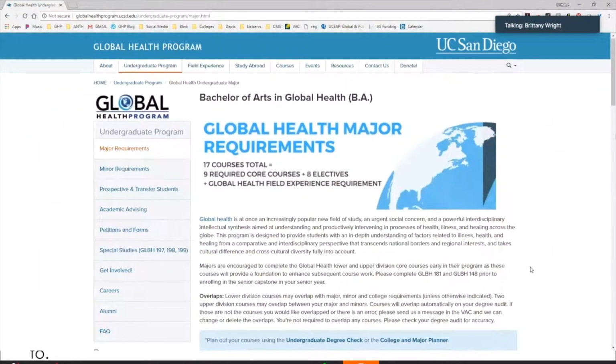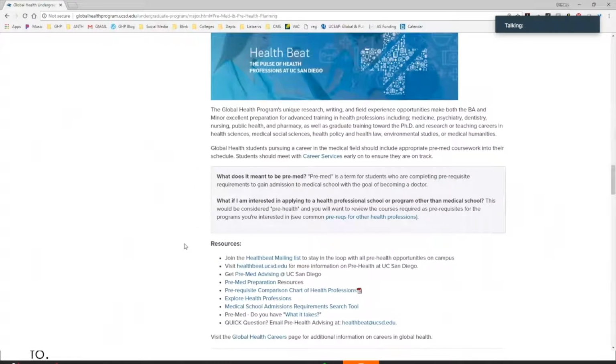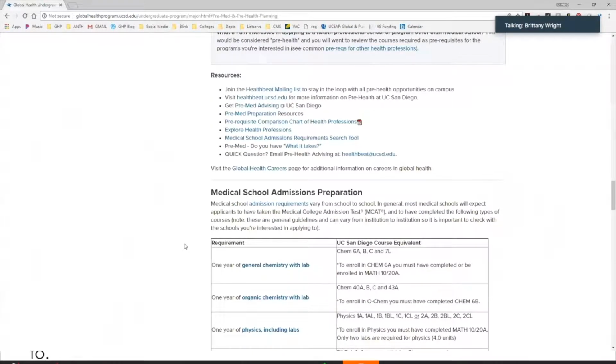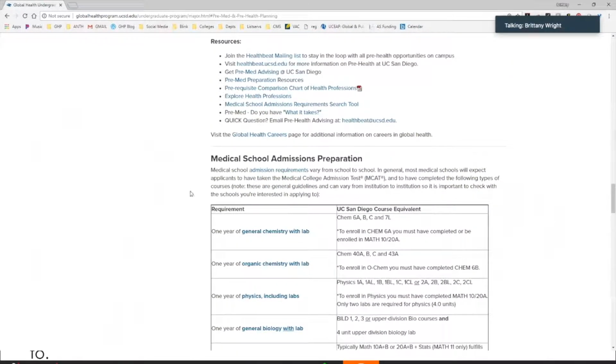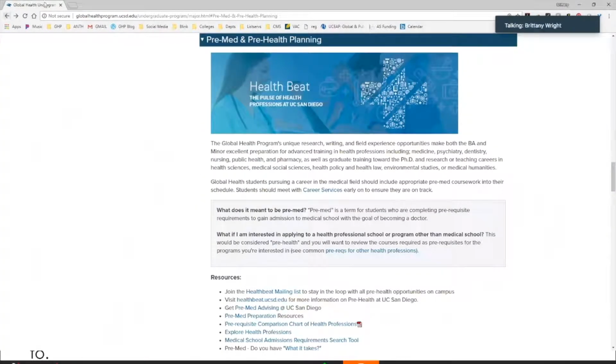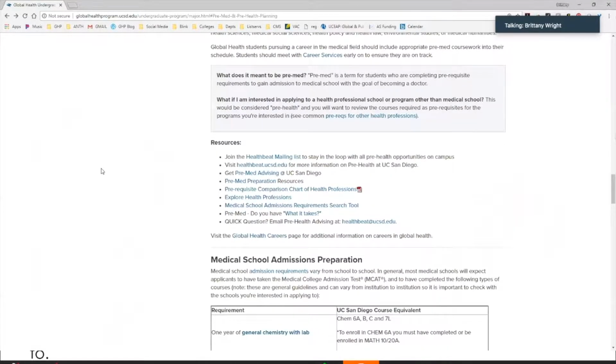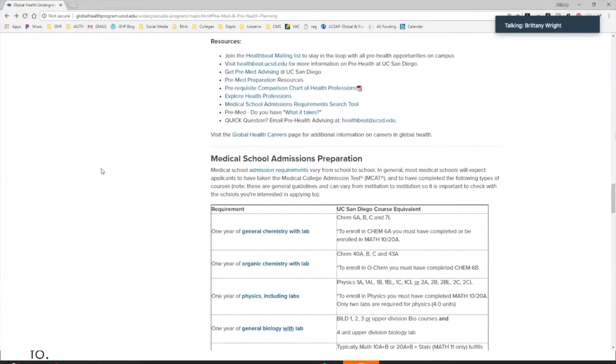If you click on major requirements and you go to the very bottom, there are resources on pre-health and pre-med requirements. And we also have HealthBeat, which is actually the pre-med advisors and pre-health advisors at UC San Diego. So there's someone that you can use as a resource. Whenever you do any pre-med planning with, for instance, your major, you're always going to want to check everything with HealthBeat as well, and with the specific schools that you're interested in applying to, because every school has their own unique requirements. So these are just general recommendations.